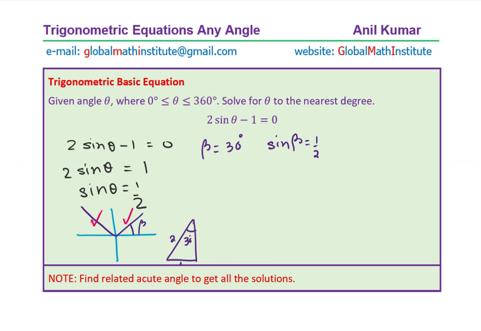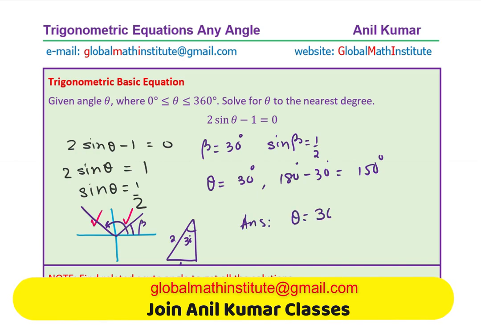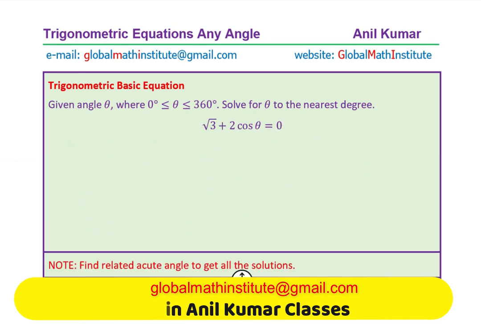And so we can now give you both the solutions. Angle theta is equal to 30 degrees, and the other one is what? The other one is 180 degrees minus 30, correct? Which is 150 degrees. And therefore, our answer is theta equals 30 degrees and 150 degrees. Make sense? Perfect. Let's move on to the next question.